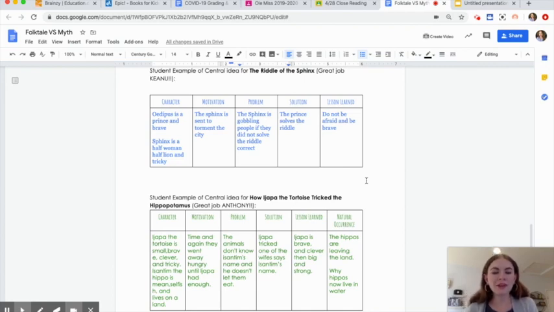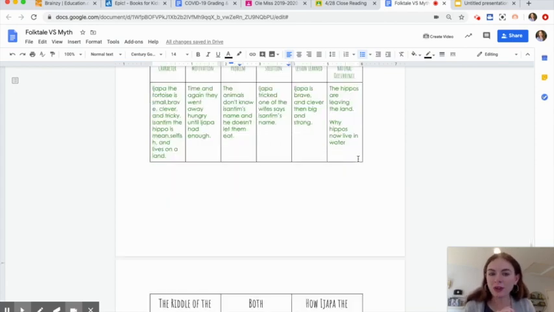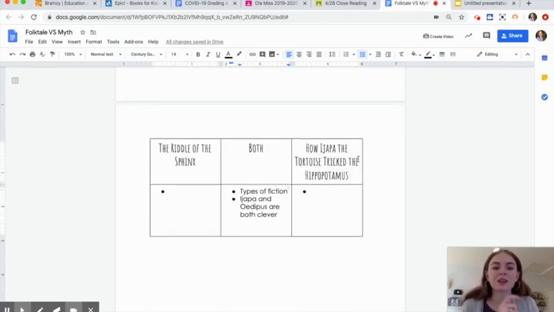Good. Hopefully you have at least one difference in your brain. Go ahead and tell your turtle one difference between the riddle of the Sphinx and how Ajapa the tortoise tricked the hippopotamus. One difference between the two texts is... All right, I have one. Hopefully you have one as well. So let's think, what's different?